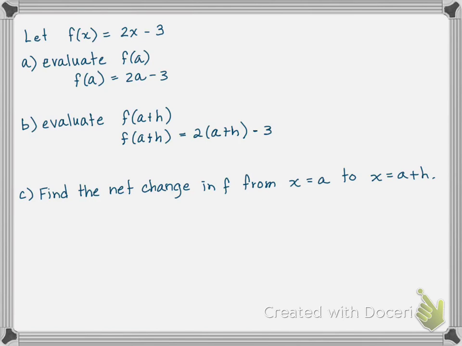You want to think of that a plus h as a single value, even though it doesn't look like one, because it's what's in the parentheses. When we read f of a plus h, it says find the output associated with an input of a plus h, because that's what's in the parentheses. And we can simplify that a bit. 2a plus 2h minus 3.